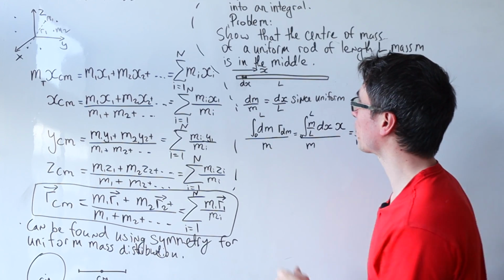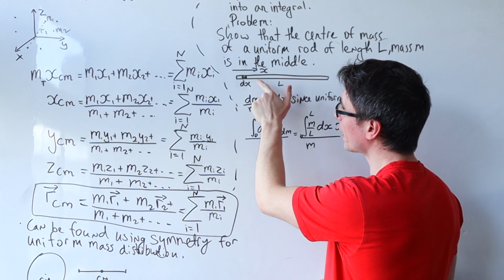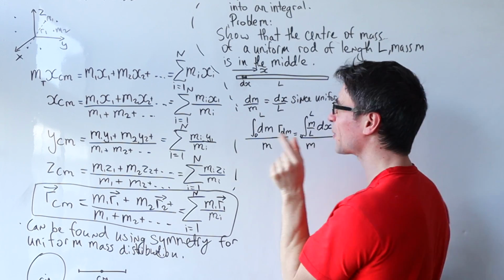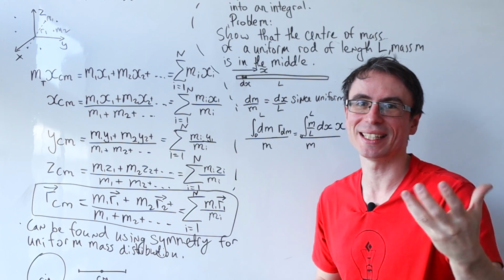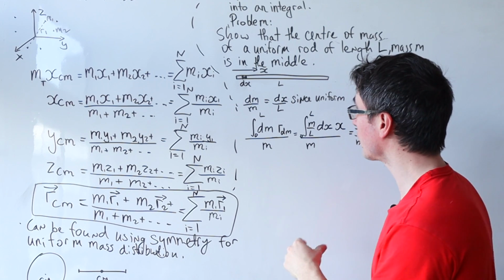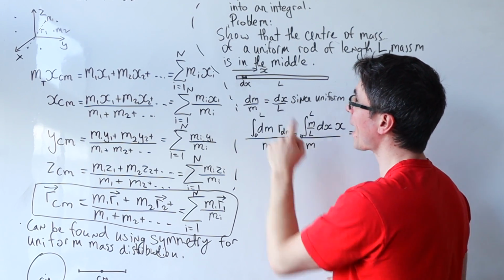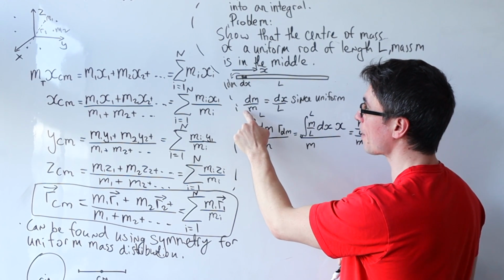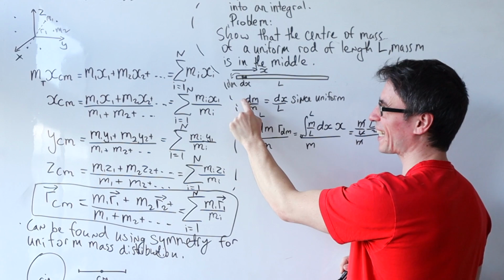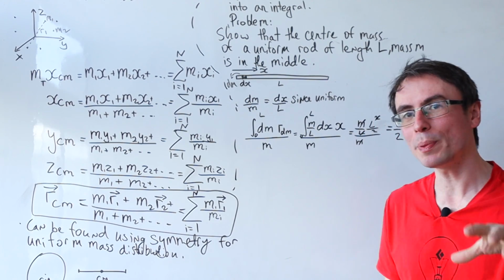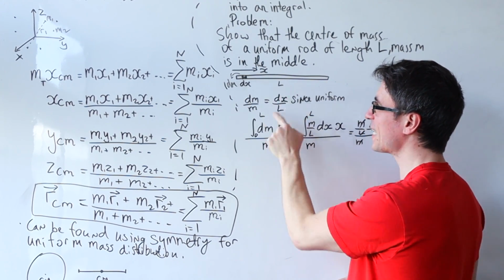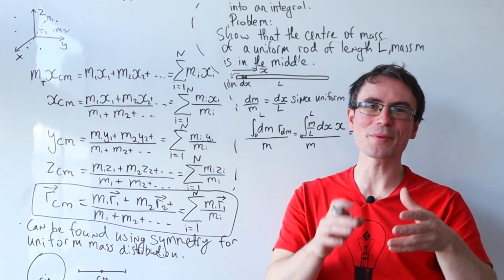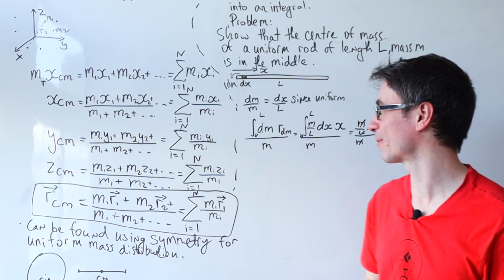The way we tackle these problems is by looking at a small element dm that will also have a little width, which is going to be dx. Because the mass is uniform, we know that its mass dm over m, so that tiny mass over the total mass, should be equal to its width dx divided by the total length, which is going to be L. And now we're ready to do an integral for the center of mass.